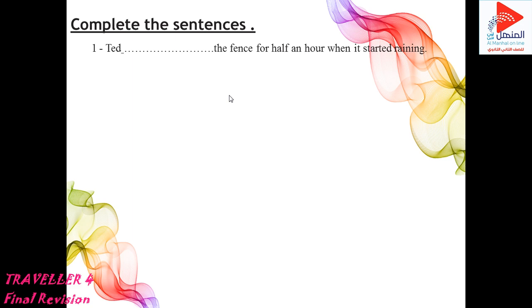Now we will go to this exercise. Complete the sentence. Number 1. Ted had been painting the fence for half an hour when it started raining. This is past perfect progressive. Why? Because I have here the duration of an action that took place before another action in the past. Number 2.